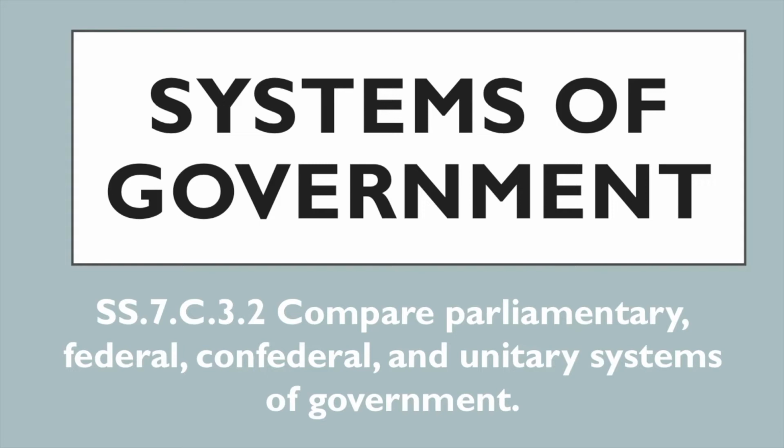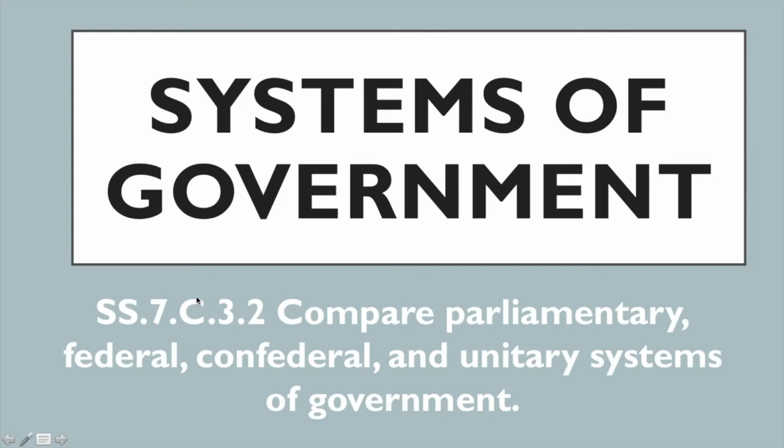Now, systems of government is a little different than what we just covered, which was forms of government, where we learned about autocracies and monarchies, democracies, dictatorships, right? We learned about different forms of government in the last lesson. Now we're going to be looking at more of how is power distributed in these four systems of government that I'm going to show you. And these systems can be used alongside the forms of government that we just learned about last time.